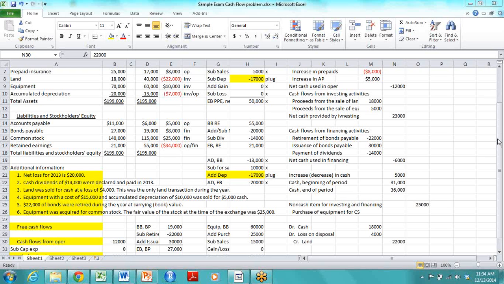Is there a way to check the value you get from the free cash flows? No, you just have to memorize the formula.